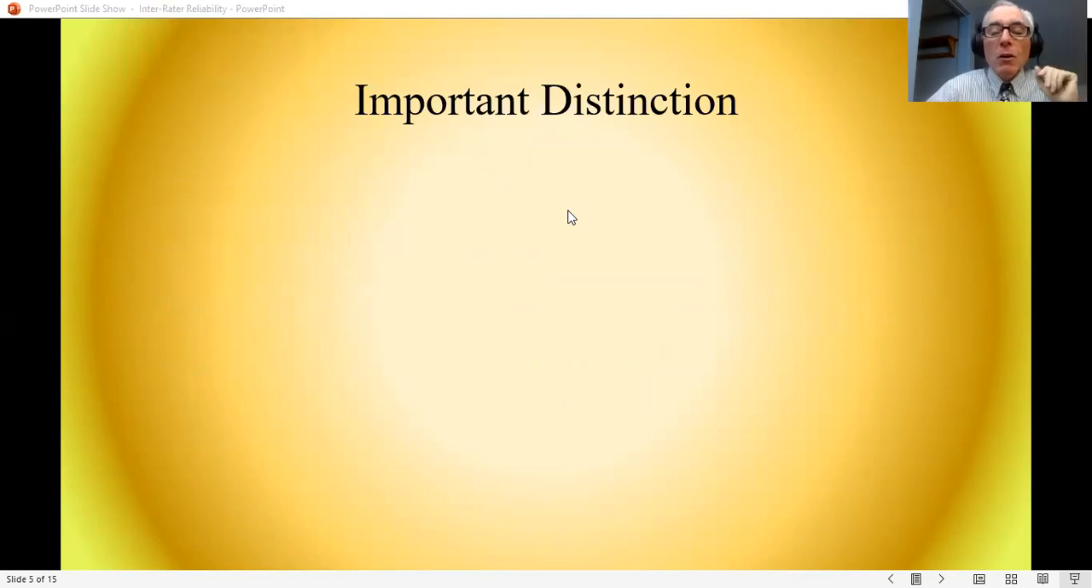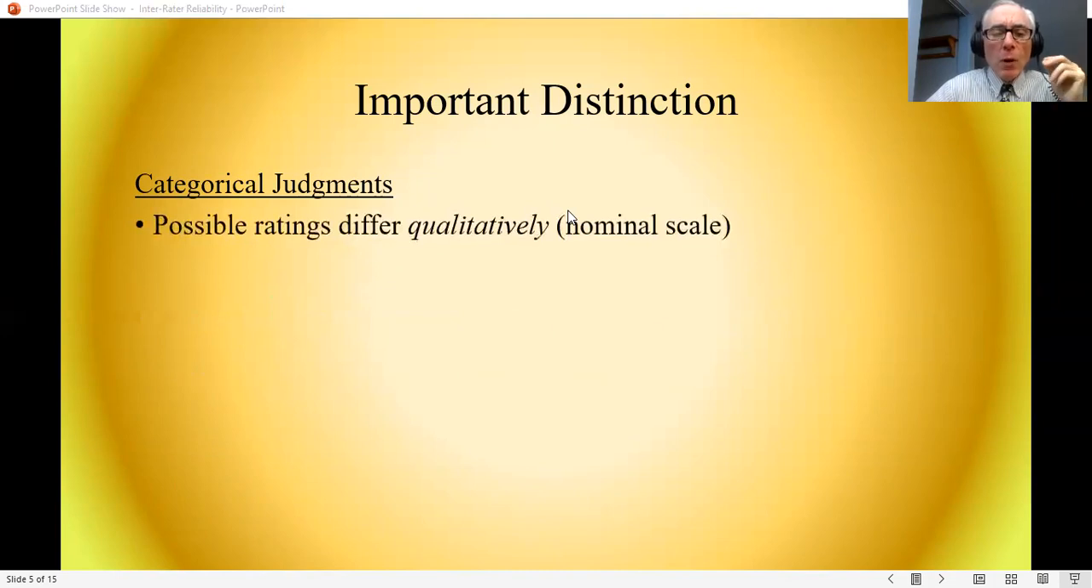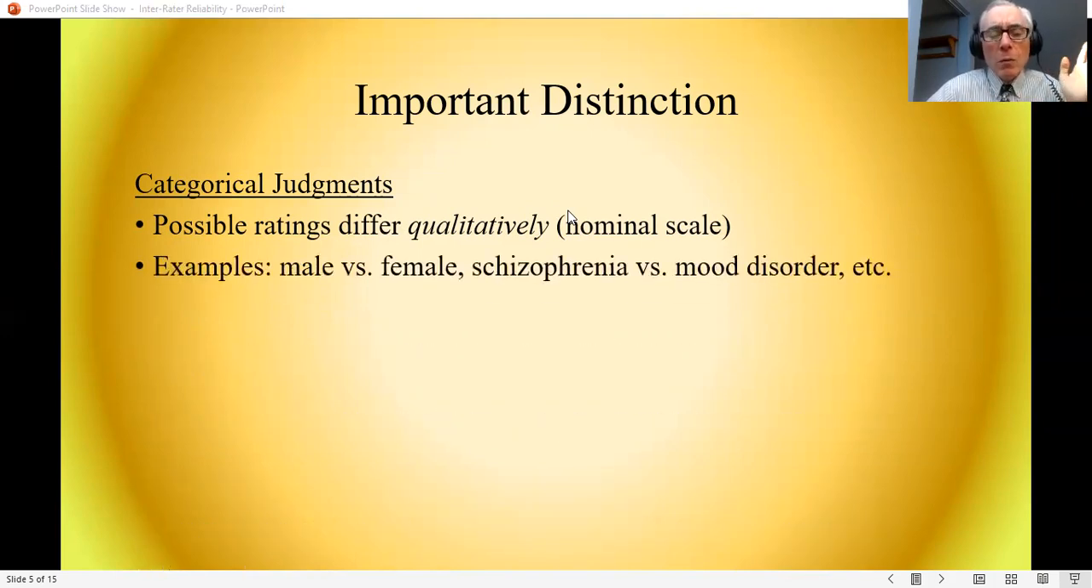All right, now there is a distinction. This is now getting into more of the nitty-gritty. That was the great aha philosophical moment; that's over. There's an important distinction here between two different types of ratings or judgments. First, we have so-called categorical judgments in which the possible ratings are qualitatively different. Strictly speaking, we're on a nominal scale here. And that's things like, are you a boy or a girl? Is this a case of schizophrenia or a case of mood disorder? What language are you speaking? Those are all qualitative judgments.